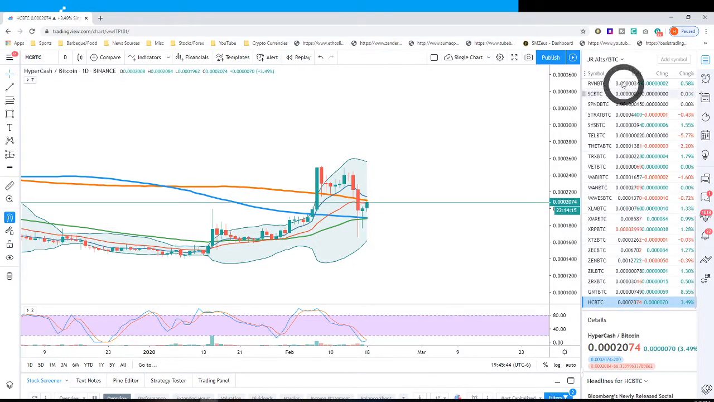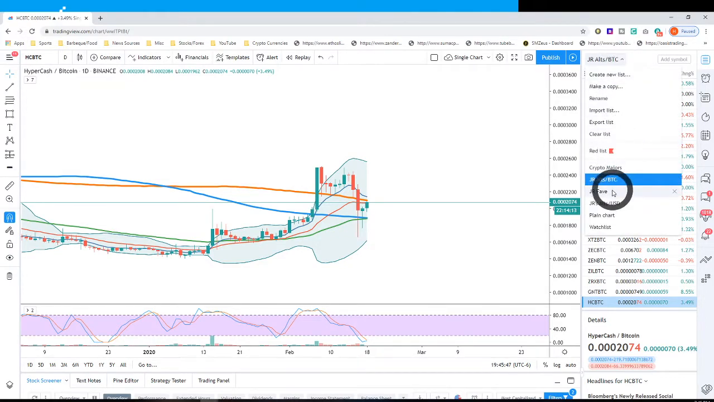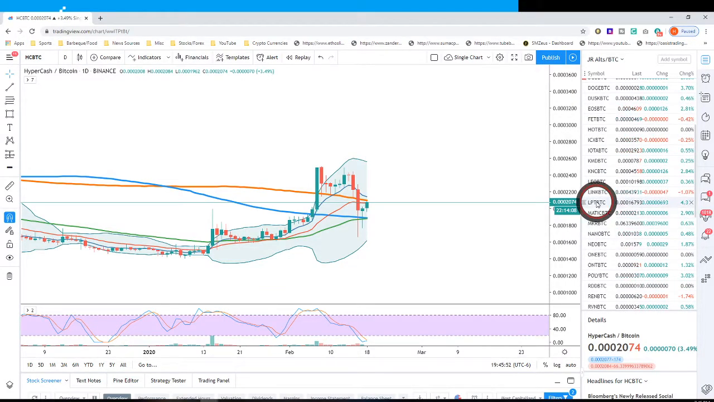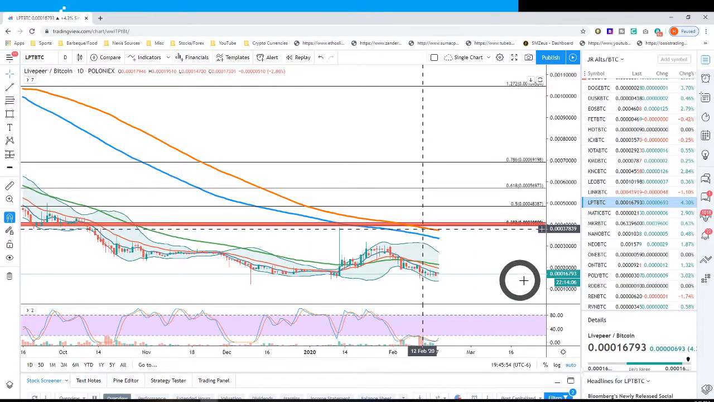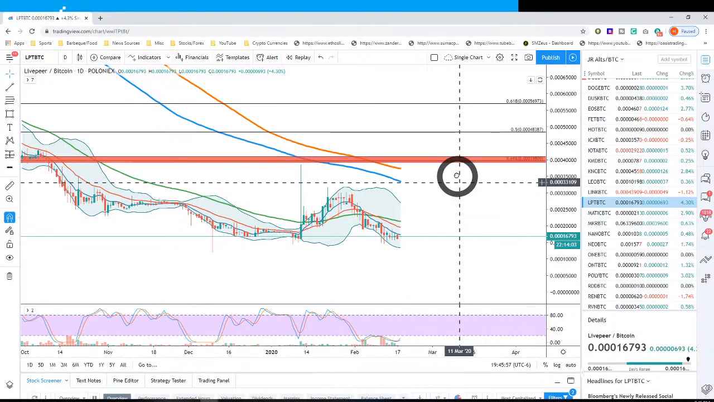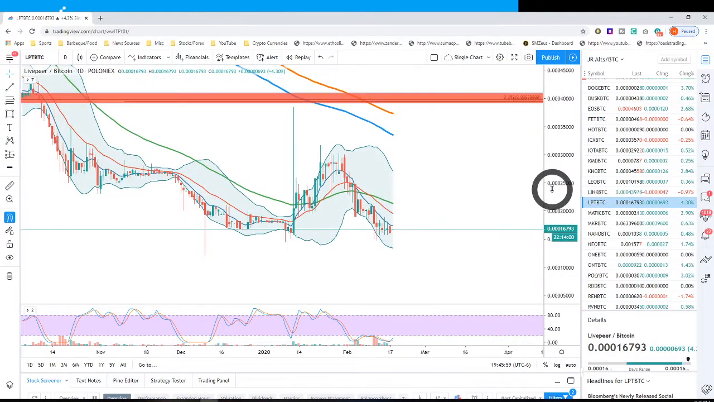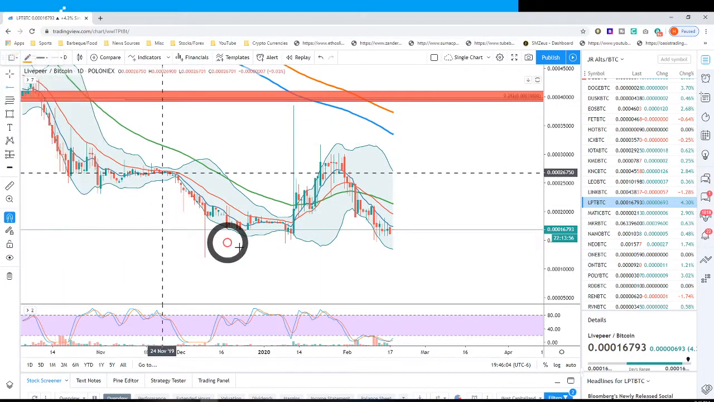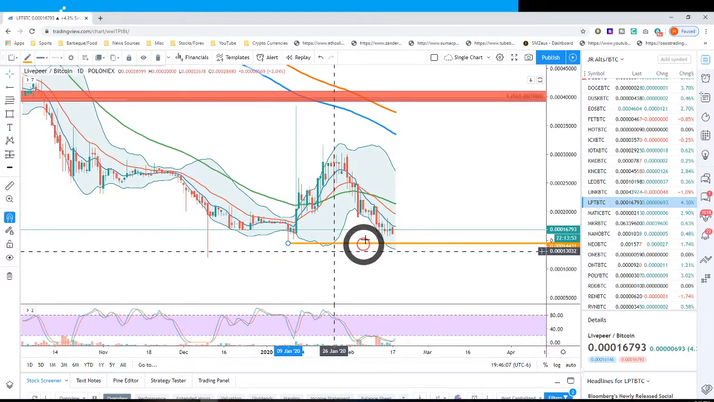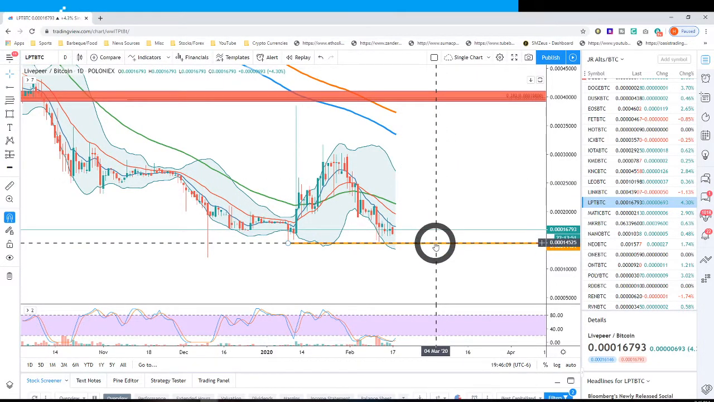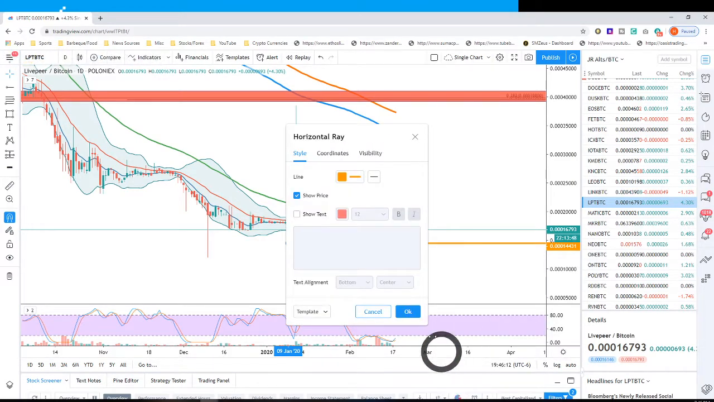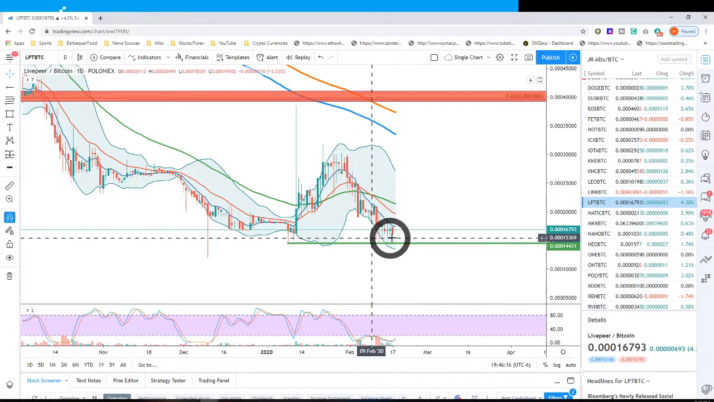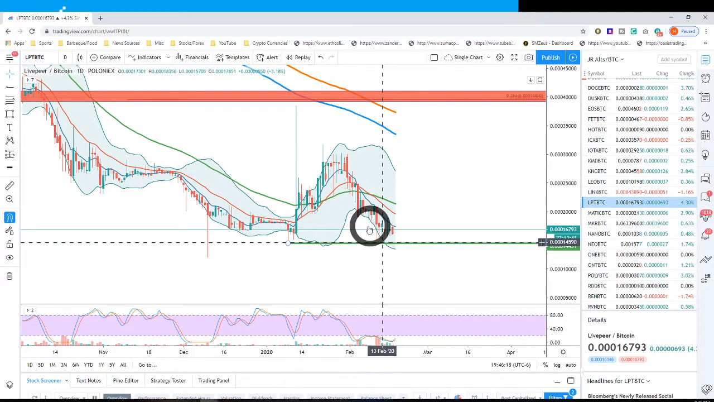LPT. Okay, let's go take a look at LPT. There it is. Well, looks pretty simple to me. There's your area to hold, right? So is this going to be a double bottom?